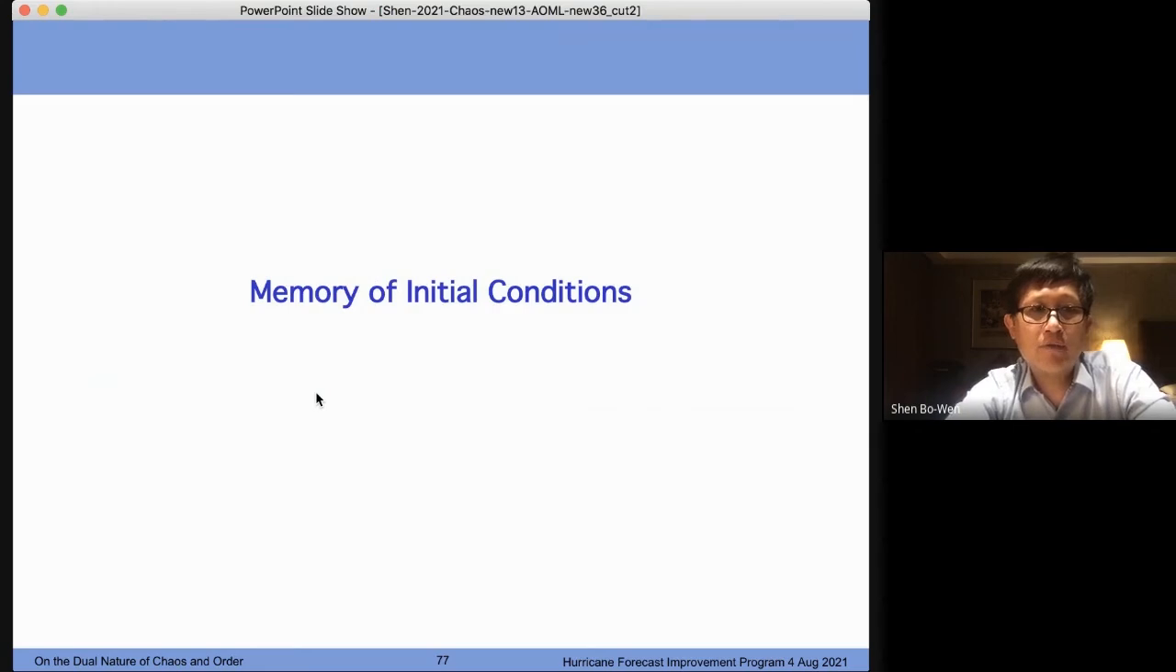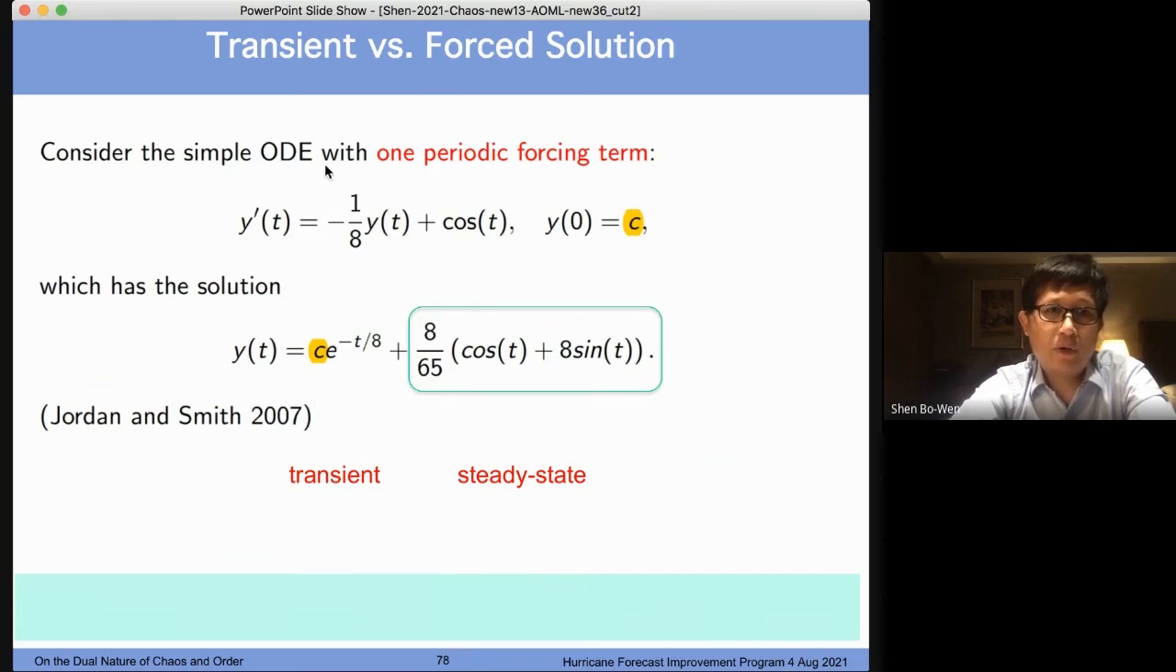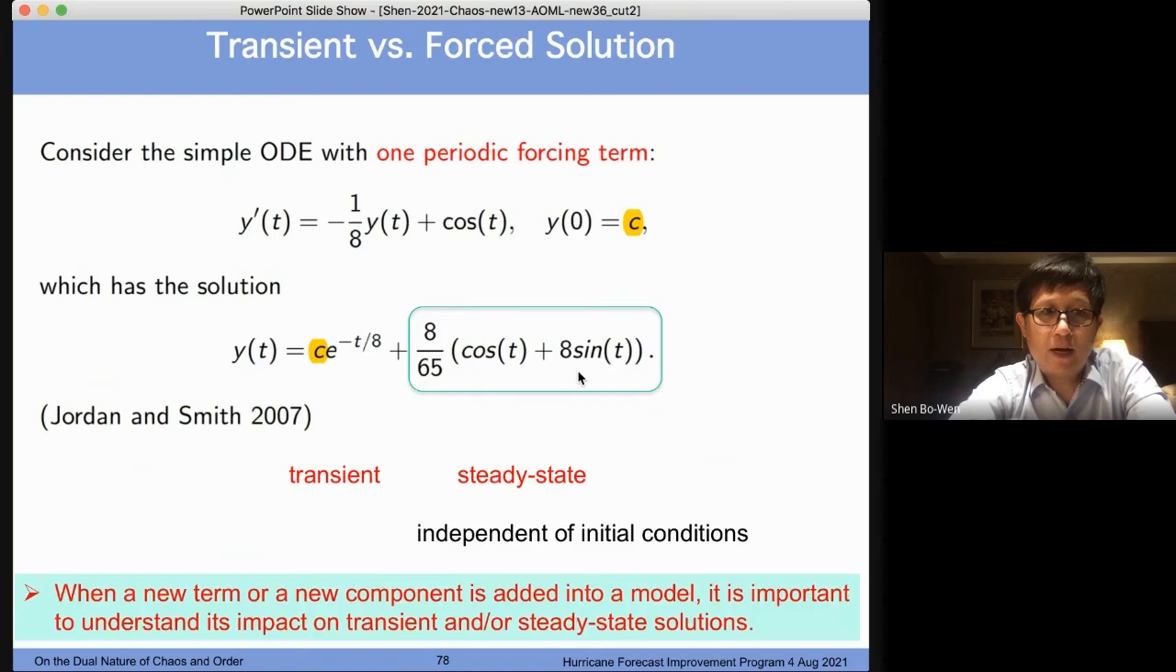Okay. I would like to emphasize the memory of initial conditions. Based on this simple ODE with periodic forcing, the system produces transient solutions that show dependence on initial conditions, right? And this system also produces steady state solutions, which are independent of initial conditions. As a result, when we add a new term or new component, no matter if that is land or oceans, we may ask how this new term or new component is going to change the transient solutions or steady state solutions.